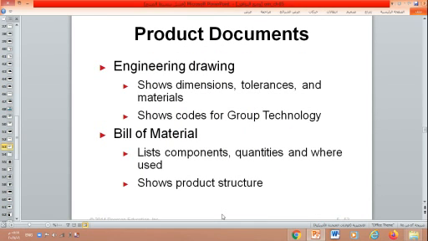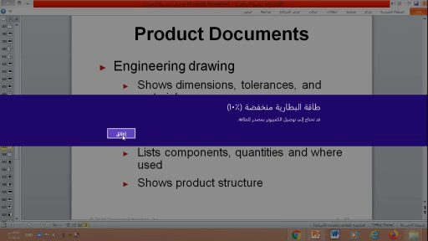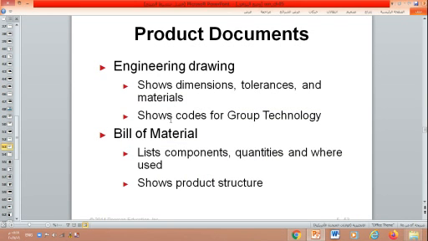The product development contains engineering drawings. We talked about engineering drawings: a drawing which shows the dimensions, tolerance, and materials. It also shows the code of a group technology. As for the bill of material, it lists the components, specifications, descriptions, the quantities, and where it can be used. It also shows the product structure.